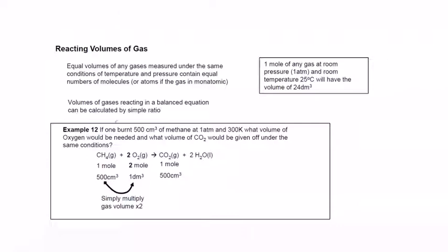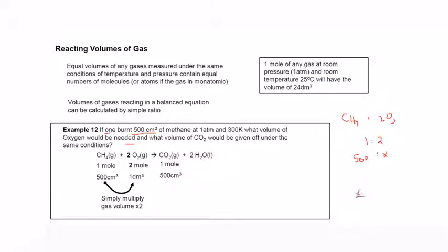So if a question is, if one burned 500 cm cube of methane, what volume of oxygen would be needed and what volume of carbon dioxide would be given off? So how you can use the ratio between methane and oxygen according to the question. It's 1:2. So 1:2 is the simplest ratio. If we have 500 cm cube of methane, then we'll have x cm cube of oxygen, cross multiply.